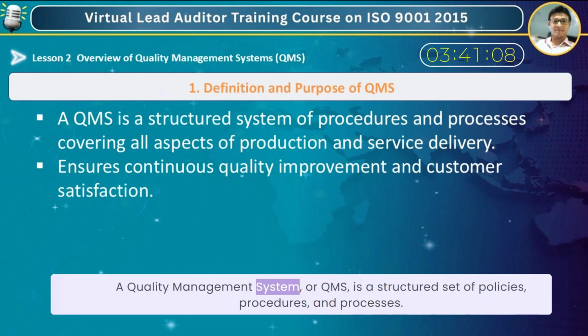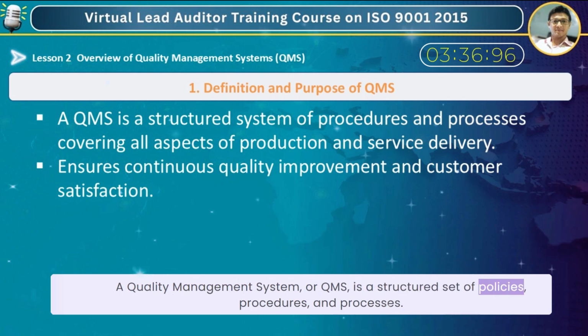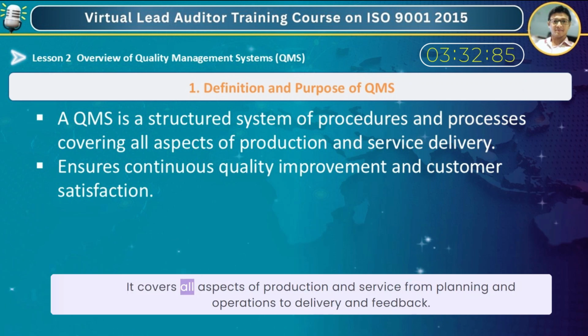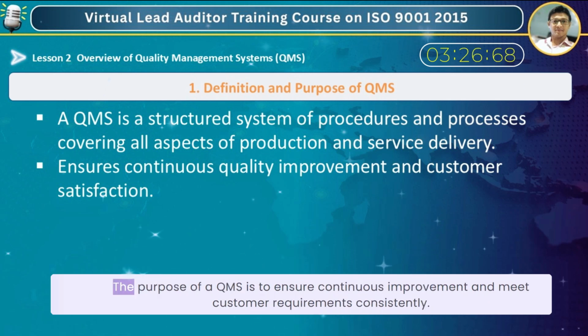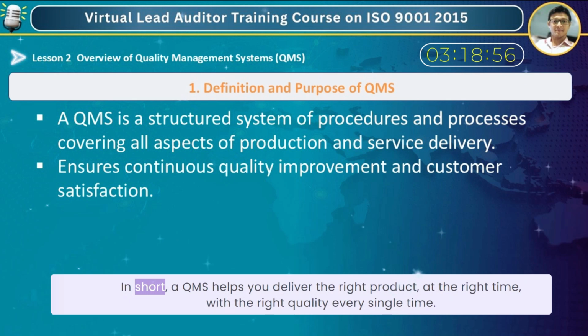A quality management system, or QMS, is a structured set of policies, procedures, and processes. It covers all aspects of production and service, from planning and operations to delivery and feedback. The purpose of a QMS is to ensure continuous improvement and meet customer requirements consistently. In short, a QMS helps you deliver the right product, at the right time, with the right quality every single time.